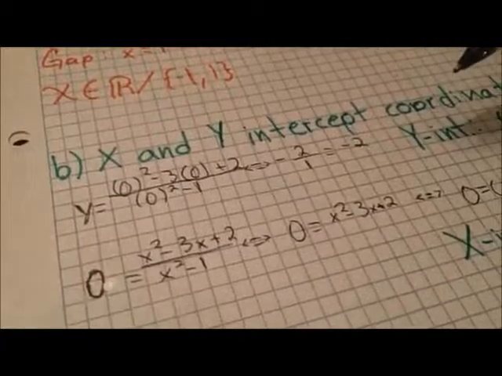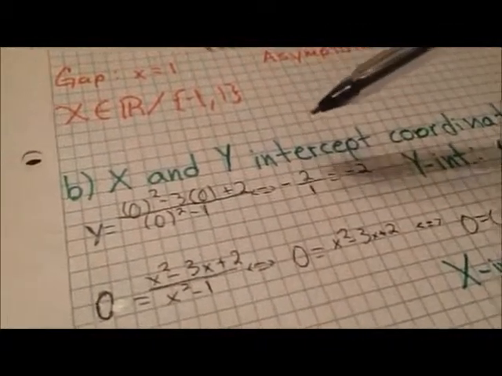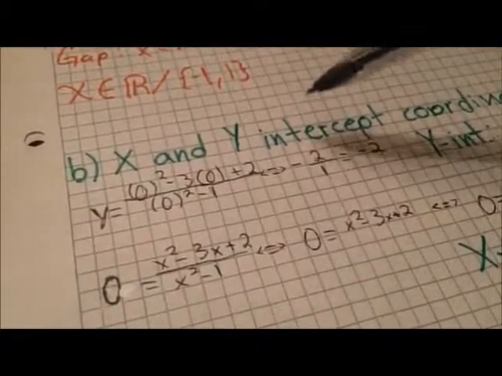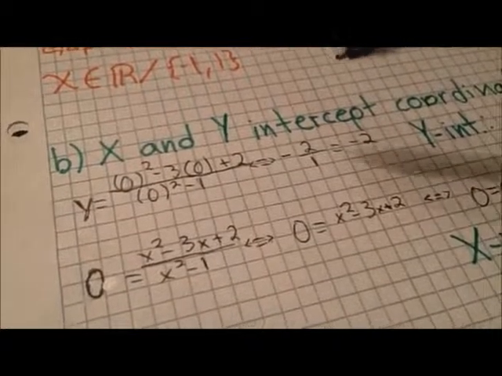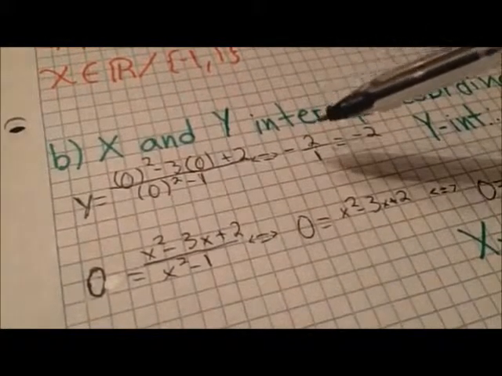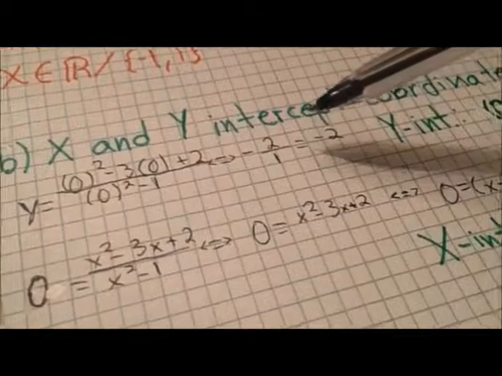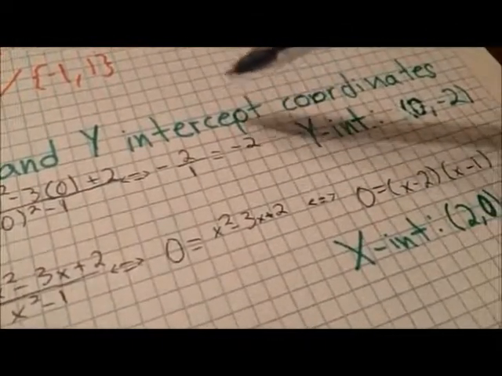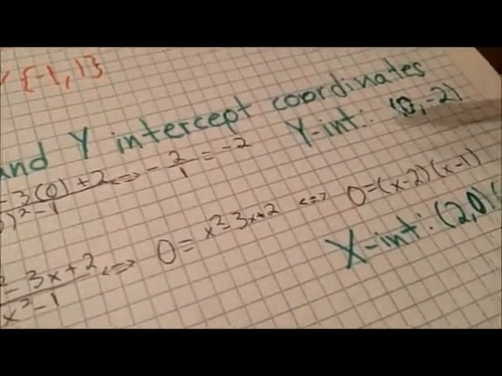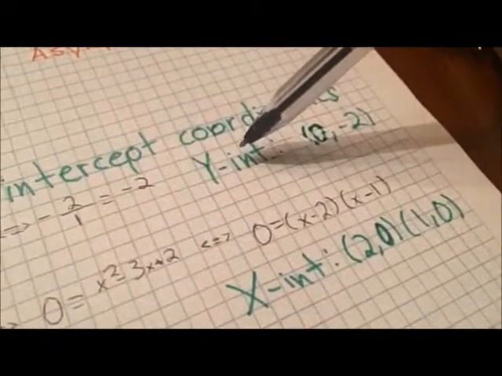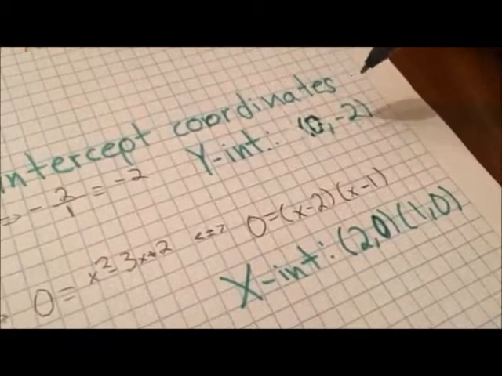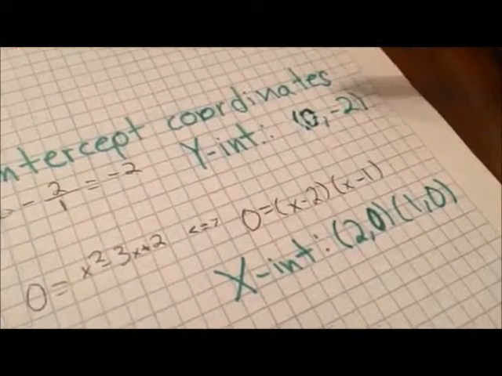X and y intercept coordinates. First, to obtain the y-intercept, we have to evaluate 0 in the x. So we get minus 2 over 1, and this is equal to minus 2. So the y-intercept is (0, minus 2).